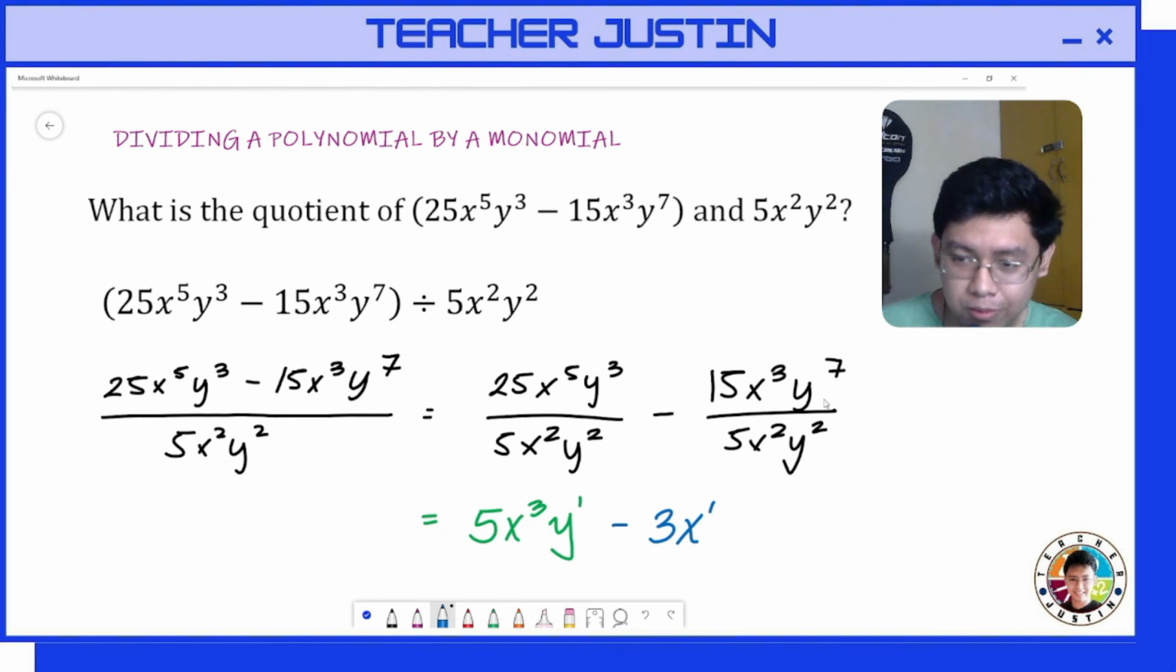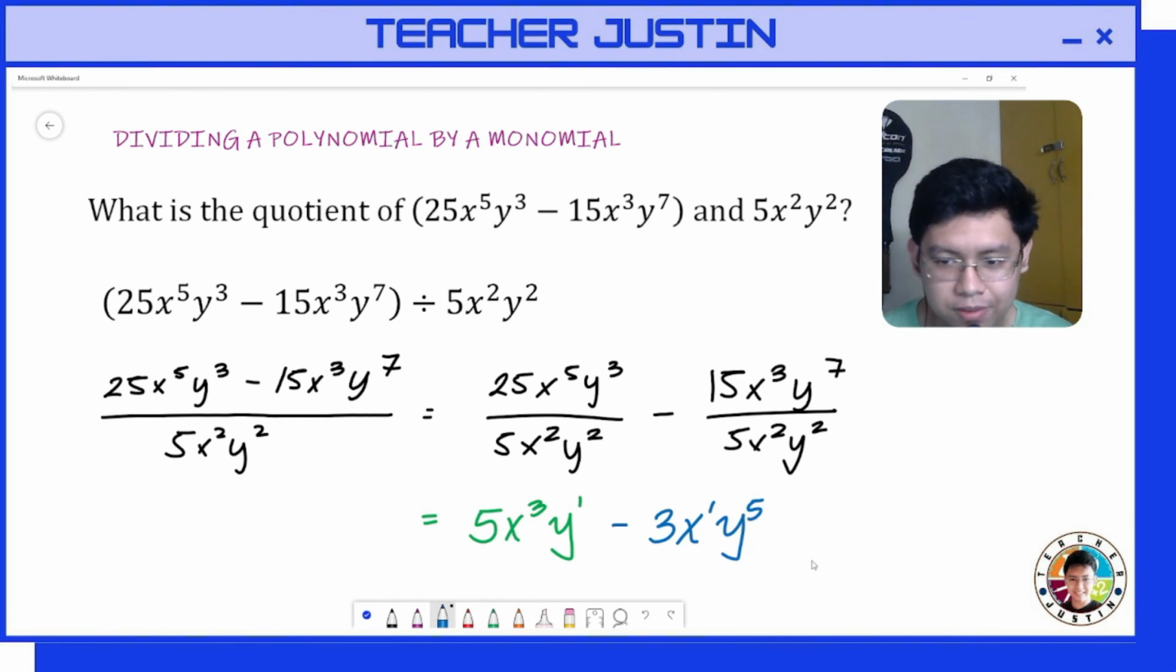Next, y raised to 7 divided by y raised to 2. So we copy the variable y and then subtract the exponents. 7 minus 2 is 5. So the exponent of y is 5. Their quotient is negative 3x y raised to 5.